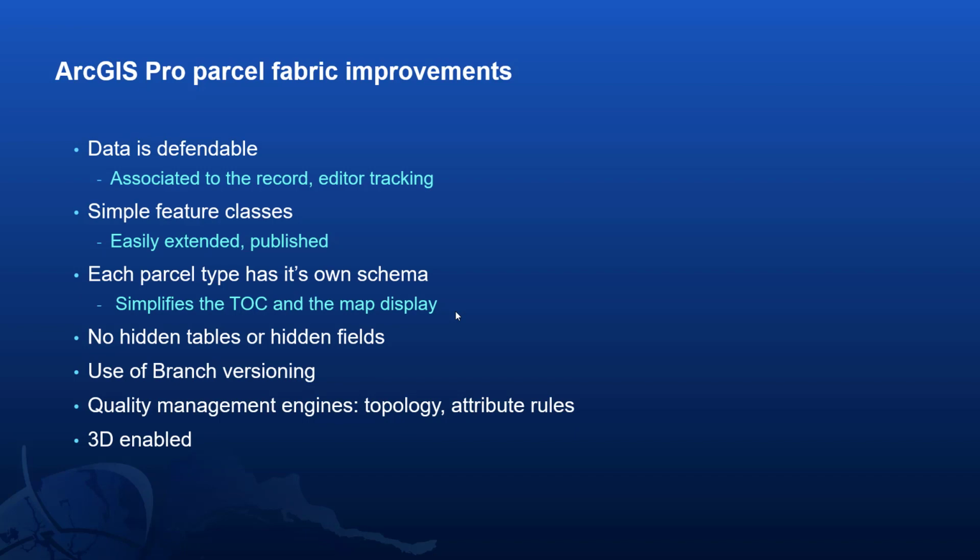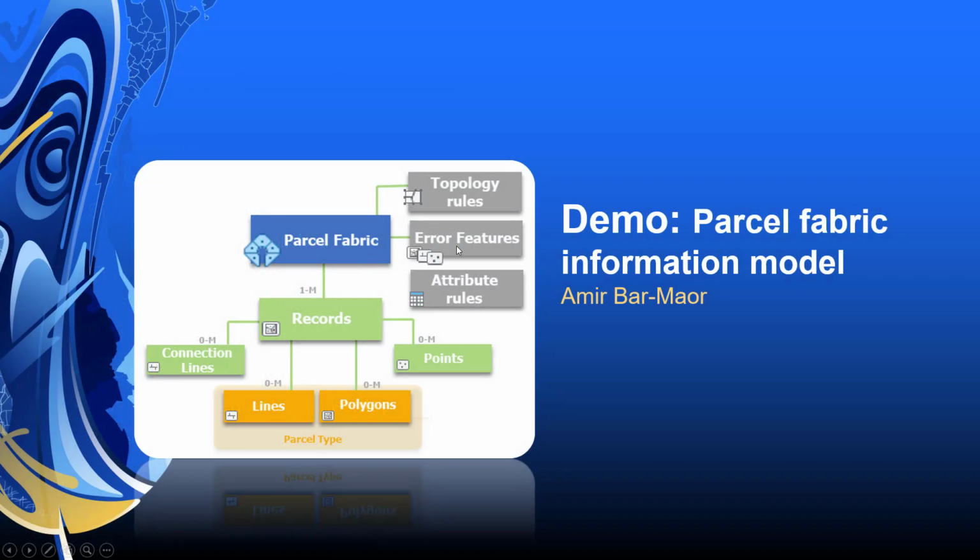So it's a bit like geodatabase archiving. You get it kind of for free, and that's very meaningful to see how the data was when using branch versioning. Another advantage is it doesn't require compress and analyze. It kind of maintains itself, and it's performant, and it's of course using services and available on all clients, not just desktop. Quality management engines we talked about, and all the feature classes in a parcel fabric are 3D enabled. So if you have 3D data, it can support it.